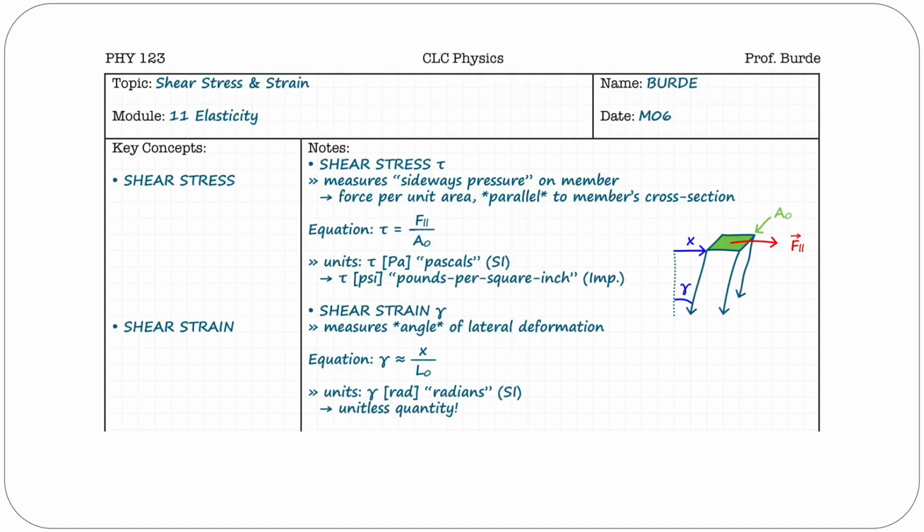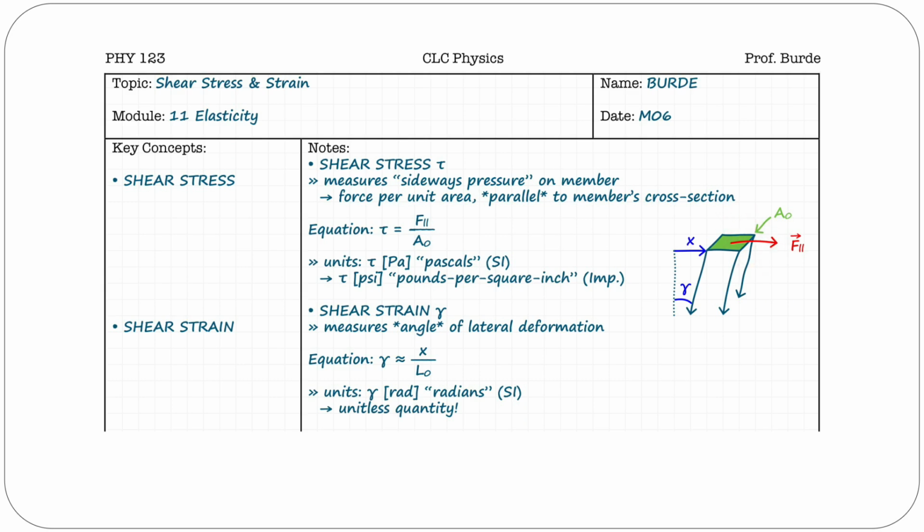Another type of stress and strain that we'll see is shear stress and strain. A shear stress is a sideways pressure acting on a member. So again, imagine we have a bar or a beam here. It was originally vertical. We have a force being applied, but this is a shear force, a force that is sideways, a force that is parallel to the cross-section of the beam.